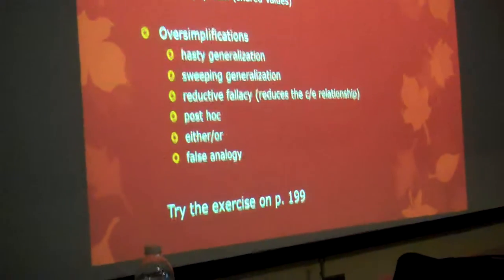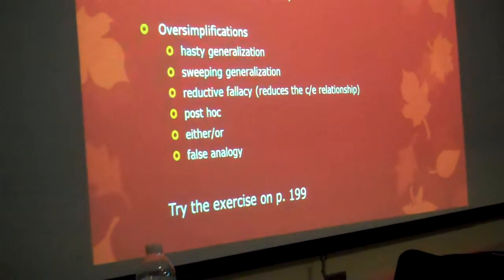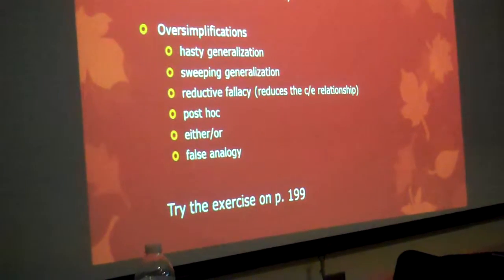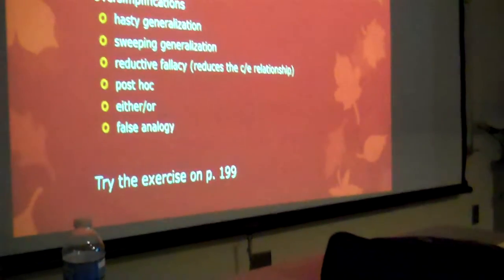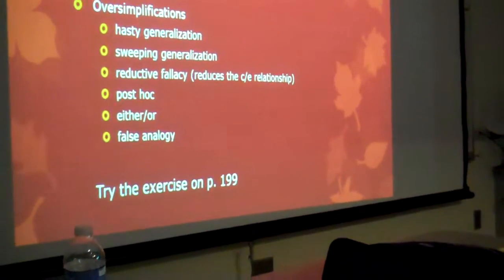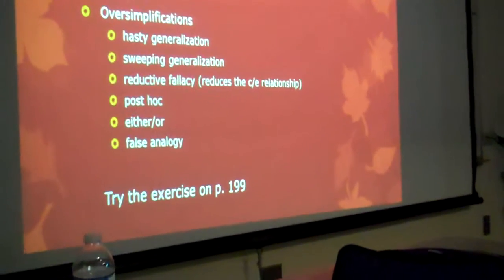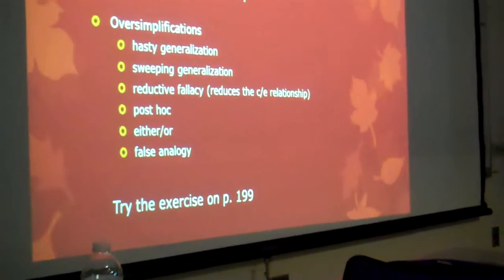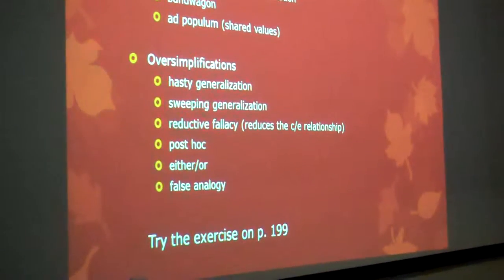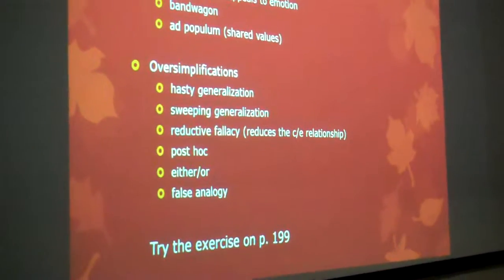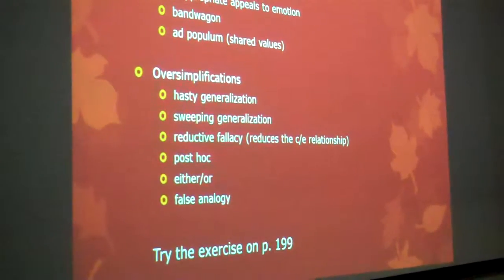If you would like to, you can go to page 199 in the electronic version of your book, and you can look up on the side of page 199, there's a little flower that says exercise, and if you click on that, there's an exercise where you can actually practice classifying these fallacies. They'll give you some examples, and they'll ask you to classify the fallacies. So if you're interested in doing that, that is there on page 199.